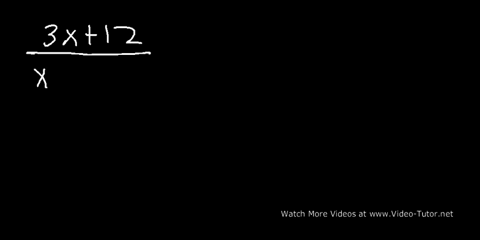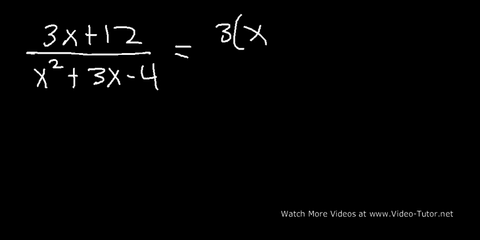So now let's move on to our next one. Let's say you want to simplify this expression, 3x plus 12 divided by x squared plus 3x minus 4. So now what you want to do is factor everything before you simplify it. So 3x plus 12, notice that we can take out a GCF, the greatest common factor, which is 3. 3x divided by 3 is x, 12 divided by 3 is 4.